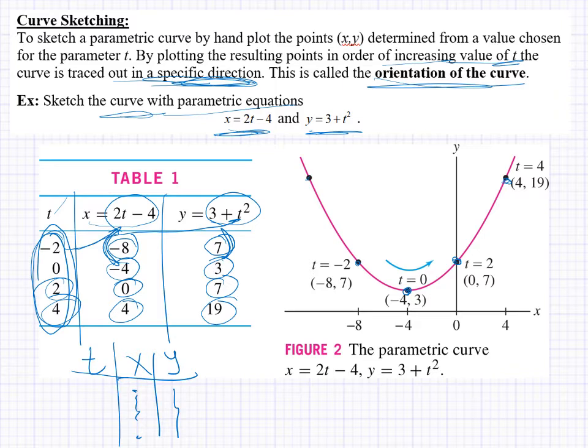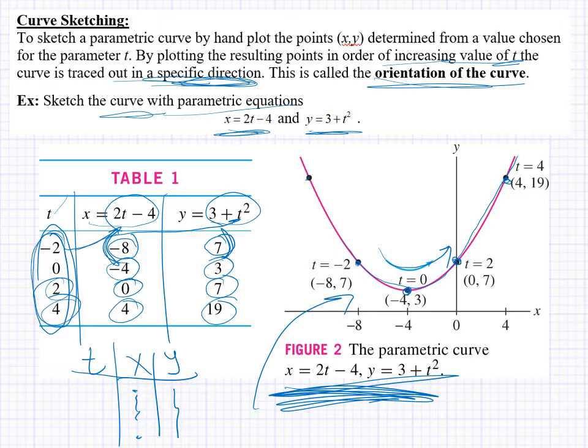But what happens is that these points are going to trace out this curve. You see it has this parabola shape. We also see that it's going in this direction. So the parametric curve for this set of parametric equations can be graphed like this. We have this curve in this direction.